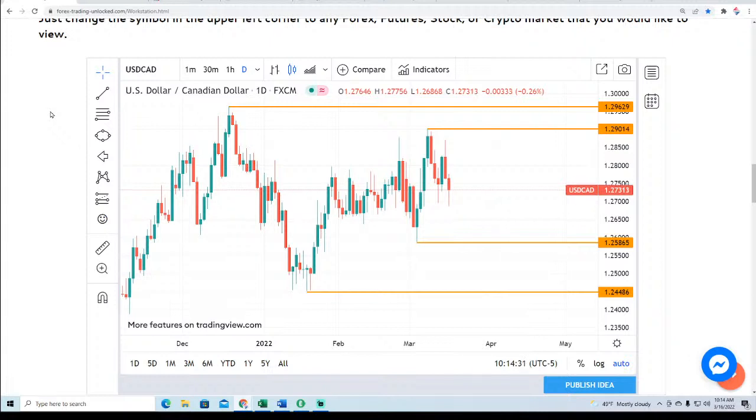US dollar Canada, boy, what a ball of fun this thing is. It's been going sideways, kind of grinding higher. That still is the overall trade, because higher highs and higher lows is indicative of, once again, a bullish trend. Am I in a buy dip scenario?